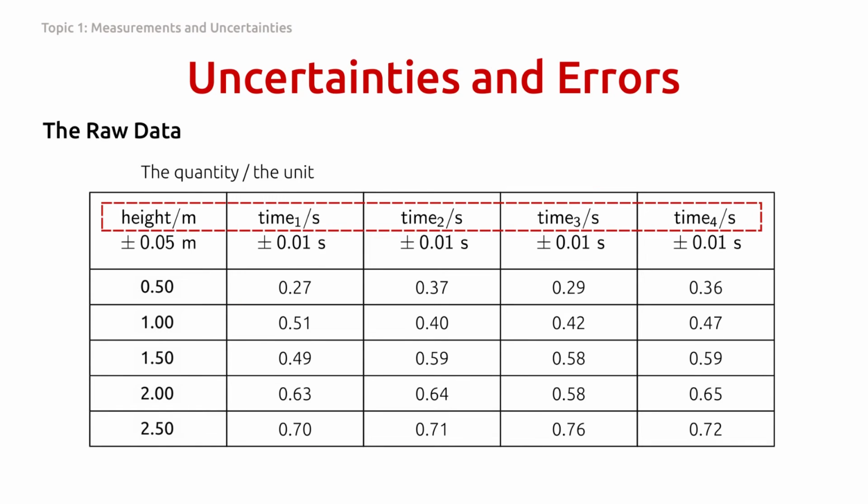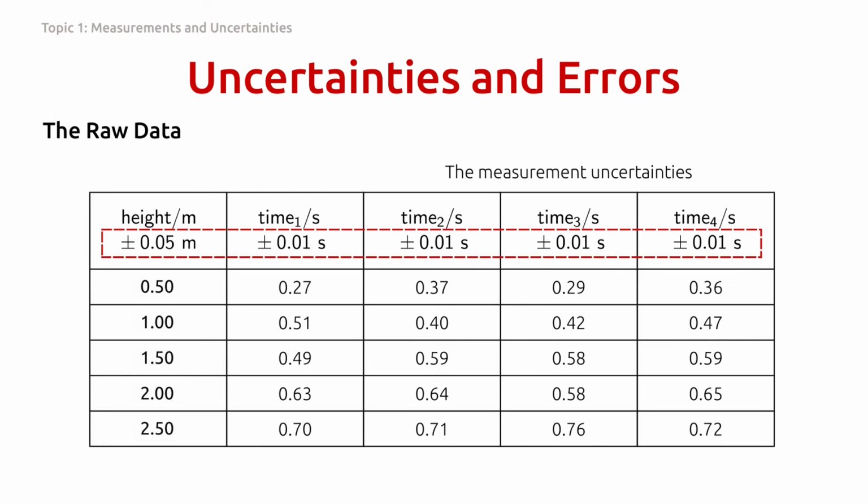At the very top of the first row, we write the quantity slash the unit. This tells us that the height is measured in meters, and the time is measured in seconds. And since the unit has been specified in the first row, the data or the numbers in the subsequent rows are simply written without the unit. And these are the measurement uncertainties. These numbers are most likely from the measuring device that we use to measure the quantities.